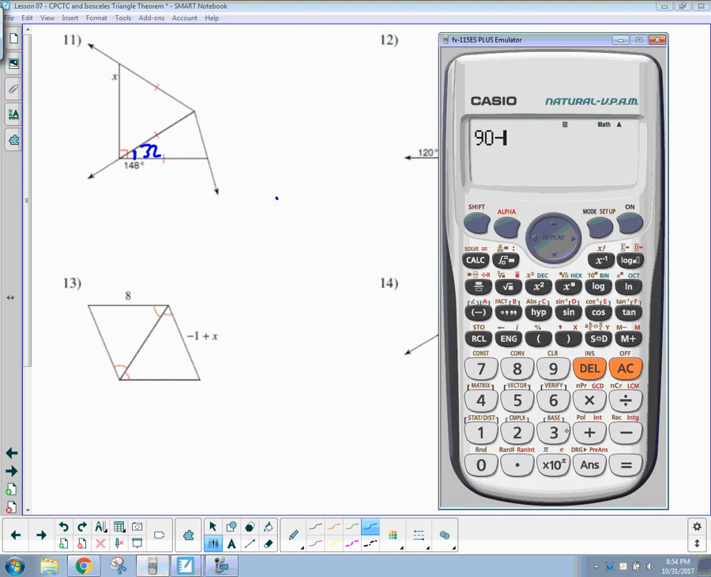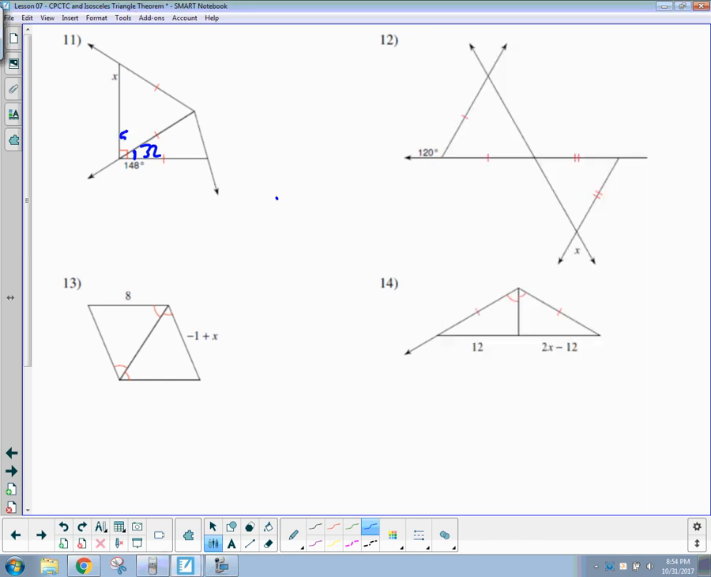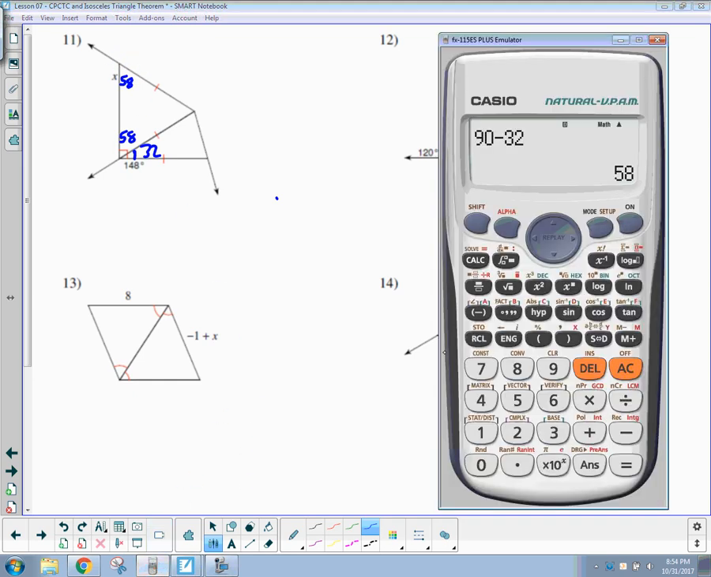And if this is 58, this leg's congruent, this leg's congruent, that means this has to be 58. And since these two angles are a linear pair, that means they add up to 180. So now I can go 180 minus 58. We get 122. Boom.